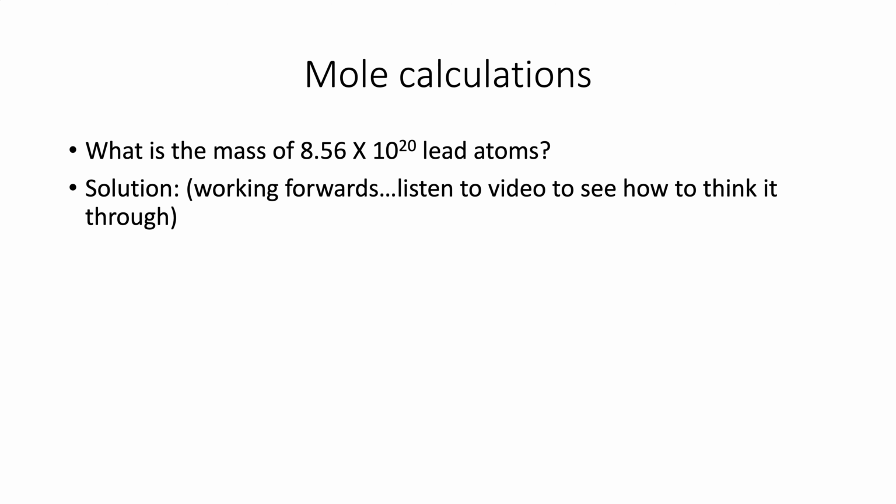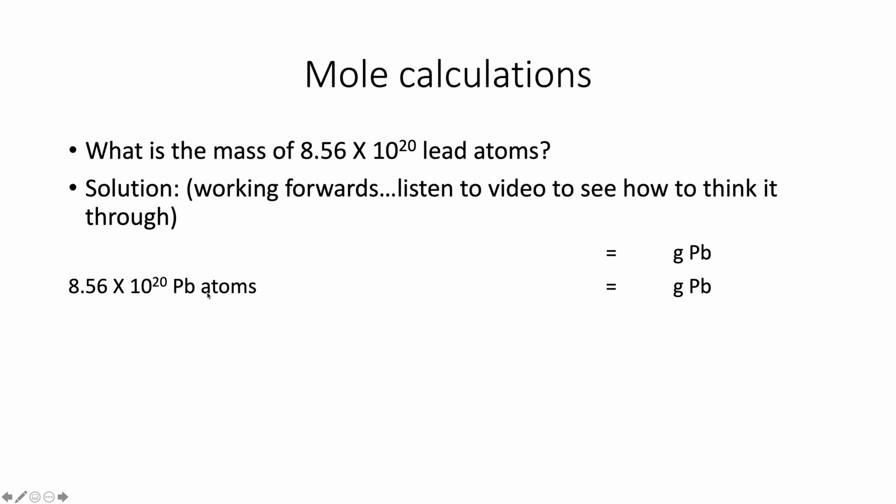All right, so try this on your own, but I'm going to walk you through it. It's important, like I said, when you're doing dimensional analysis to ask yourself simple questions that you can answer. So we want the mass of 8.56 times 10 to the 20th lead atoms. The units of the answer are going to be grams. Then we're going to start with the 8.56 times 10 to the 20th. Now you can work it backwards or forwards. I'm going to do this one forwards, and the next one I'll do backwards.